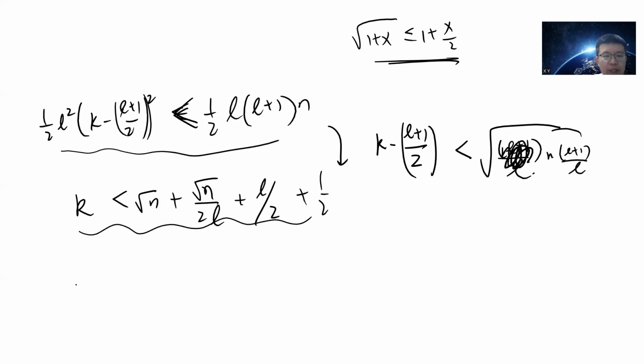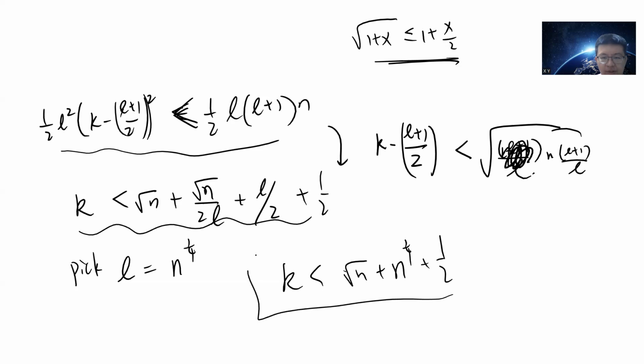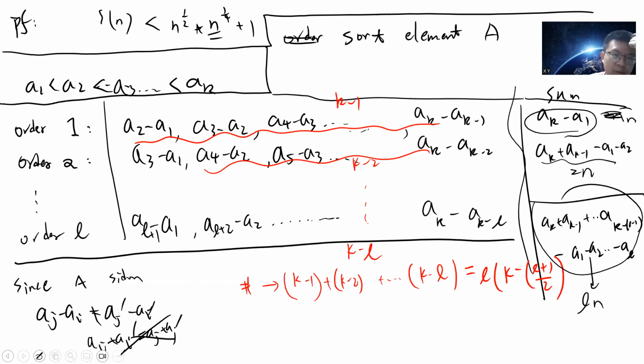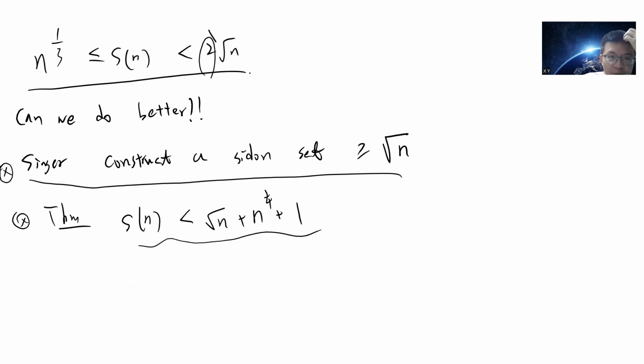And then, so you just pick L, right? So let me just pick L to be n to the 1/4. So your k will be less than square root of n plus n to the 1/4, right? Plus half. Okay, so this gives you a much sharper, much closer upper bound for this set. Okay, so now we can achieve this bound.